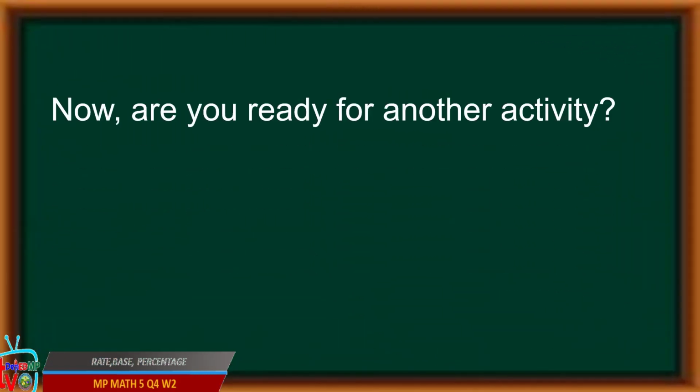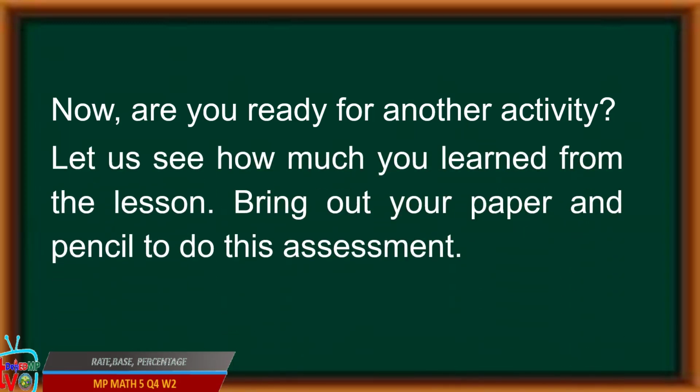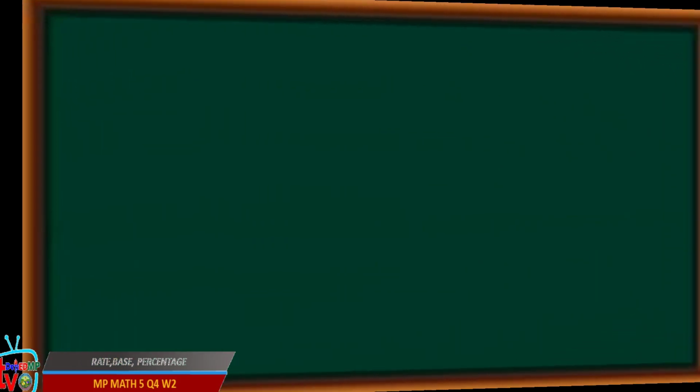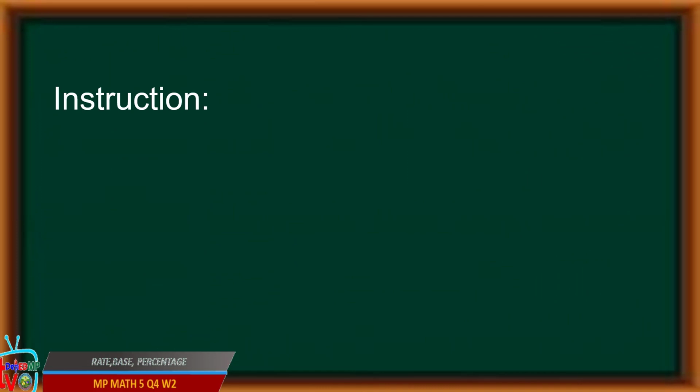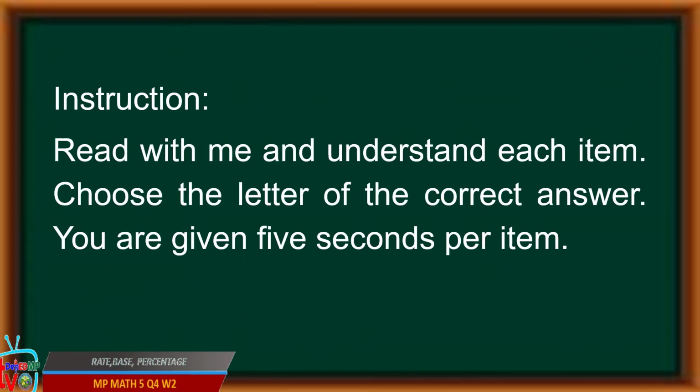Now, are you ready for another activity? Let us see how much you learned from the lesson. Bring out your paper and pencil to do this assessment. Here's the instruction. Read with me and understand each item. Choose the letter of the correct answer. You are given 5 seconds per item.